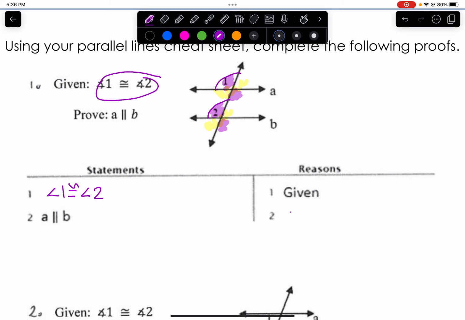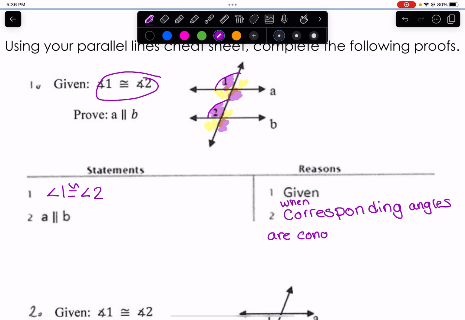And the reason, again, we need to know the relationship, in this case, because when corresponding angles are congruent, lines are parallel. So like before, when we had parallel lines, we knew corresponding angles were congruent. Now, if corresponding angles are congruent, we know the lines are parallel. We're just going backwards.